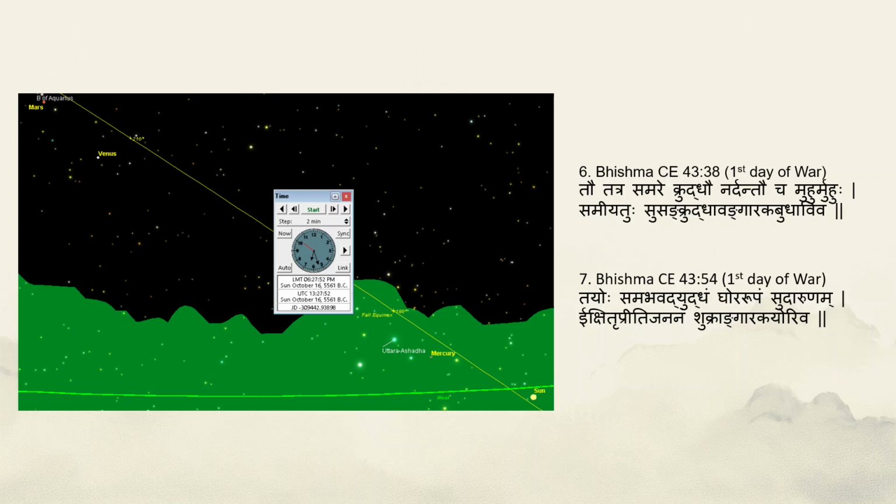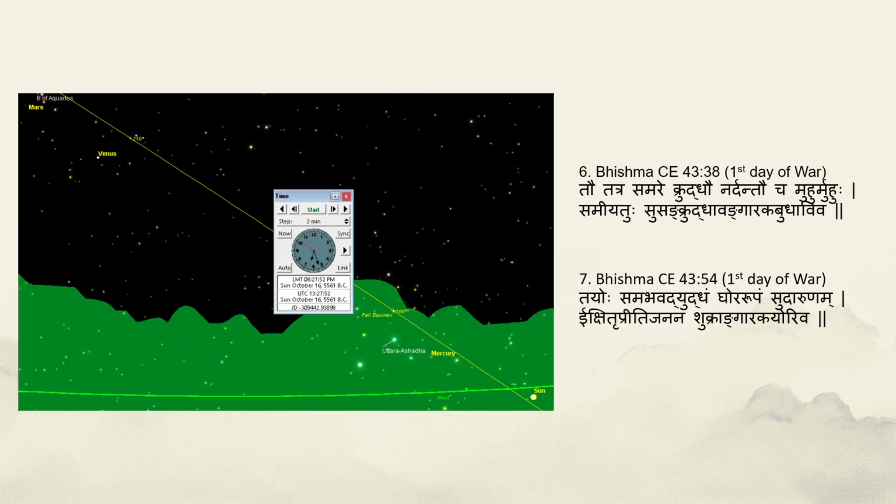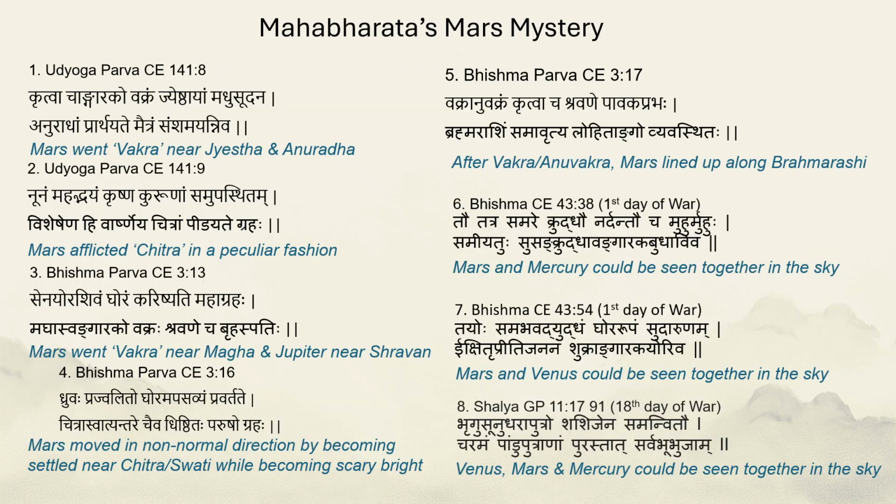Okay, and there is one more, and we have already done it, so I'm not going to do this again. Fast forward from this first day, 16 October 5561 BCE, to November 2nd, 5561 BCE, the last and the 18th day of the Mahabharata war. Rugusuno Dhara Putro, forgive me, that putro should be double matra, putro. Shashi jena samanvito. Charamam pandu putranam purasta sarvabhubhujam. And I have already discussed this, so will not discuss this again. So these are the 8 references that we just went through.